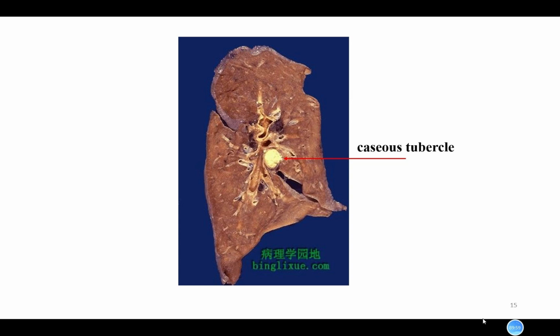And this is the caseous tubercle. Okay. It looks very similar to a piece of cheese, right? And the texture, the color, caseous tubercle.